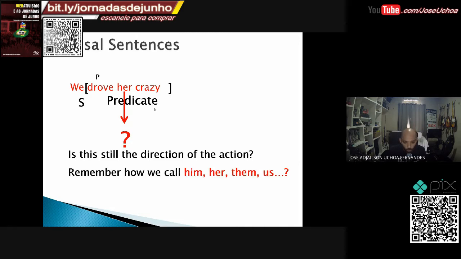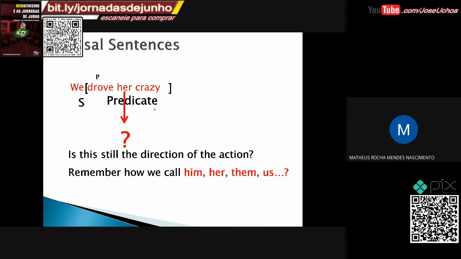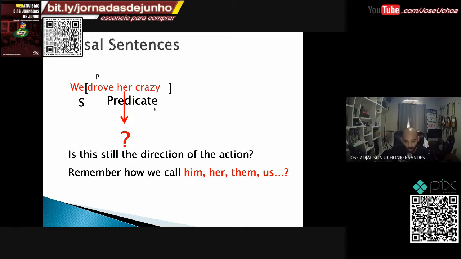So let's try to remember these pronouns here. What do we call him, her, them, and us? What are they called in grammar? Yeah, they are the object pronouns, right? Perfect. They are called object pronouns.